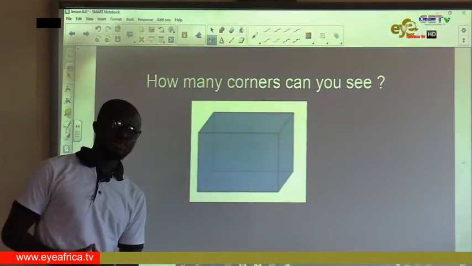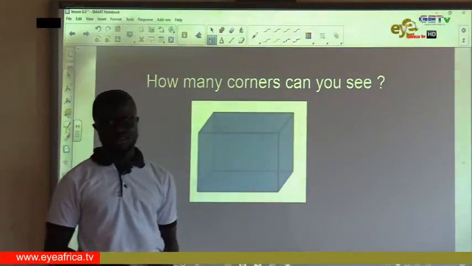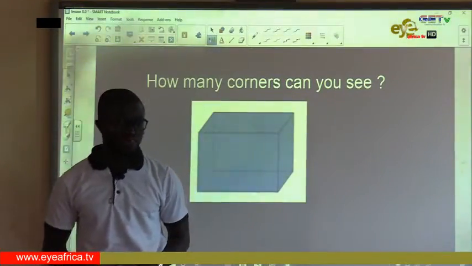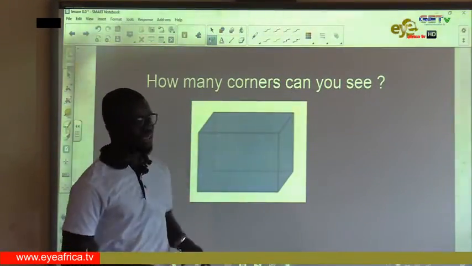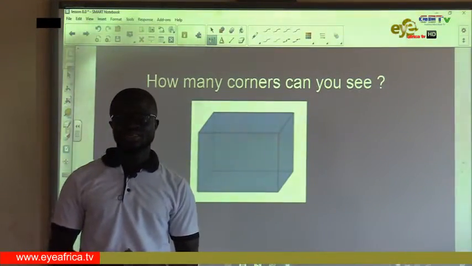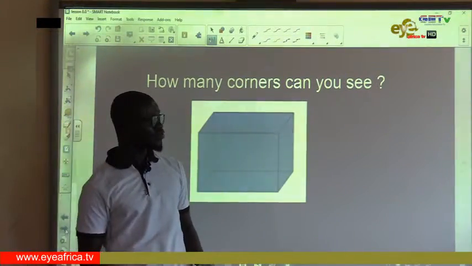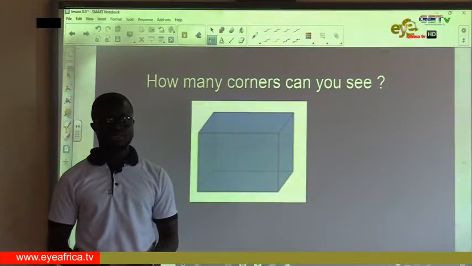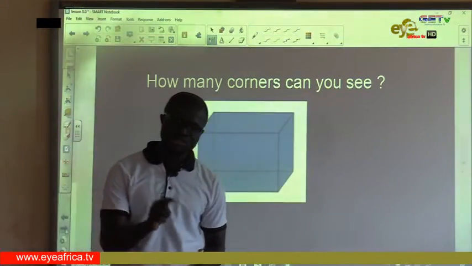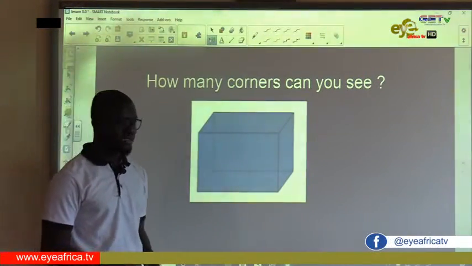Now the question to the cuboid is, how many corners can you see? Or for those listening, how many corners has a cuboid? Can you take your time to count the number of corners of a cuboid and give the correct answer?